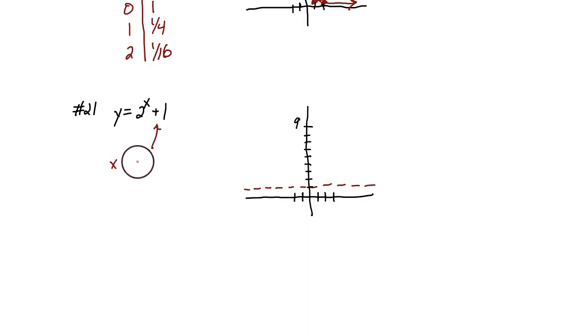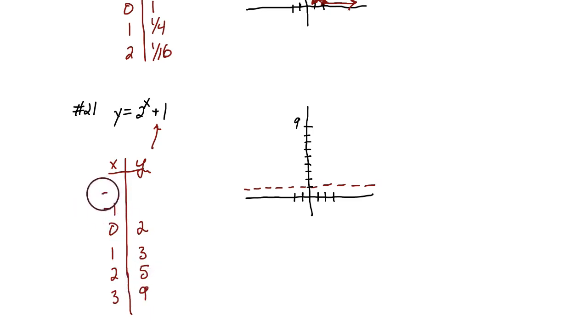Let's make an XY table. And again, find the y-intercept by using 0 for x. So 2 to the 0 is 1, and 1 plus 1 makes 2. Now let's plug in 1. 2 to the 1 is 2, plus 1 is 3. Now plug in 2. 2 to the second is 4, 4 plus 1 is 5. Now plug in 3. 2 to the third is 8. 8 plus 1 is 9.